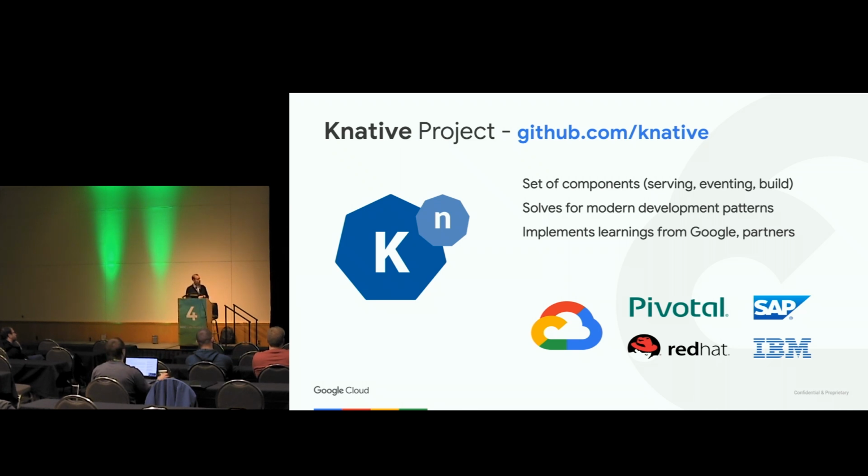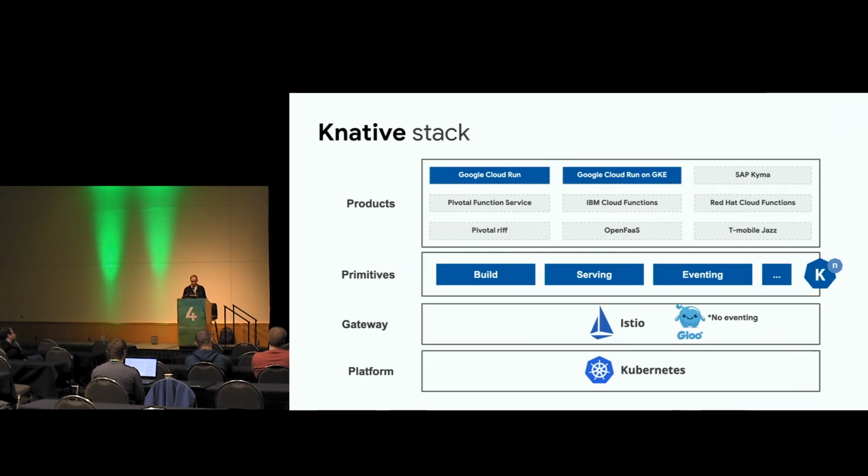So we had internal systems where we learned what kind of things we need to do serverless workloads, and we gradually started open sourcing them. But now other companies like Red Hat, Pivotal, IBM, and many other companies are contributing. So it's an open source project on GitHub. Now the Knative stack looks like this.